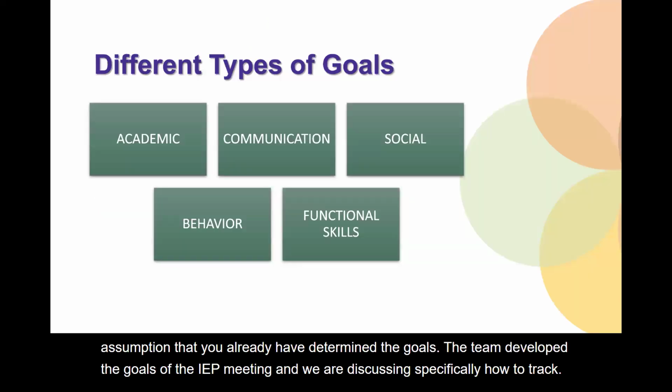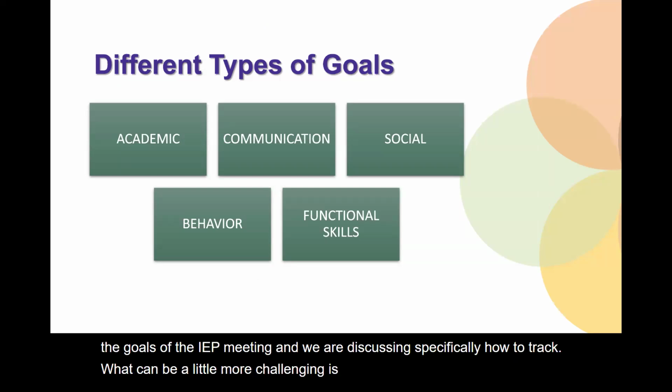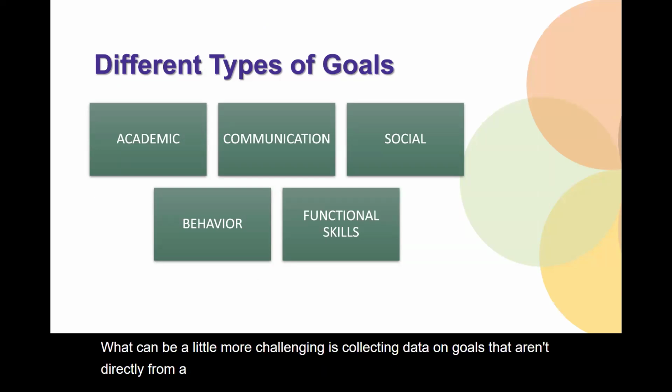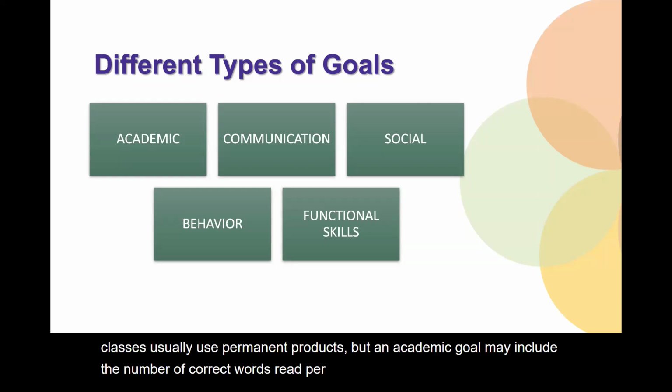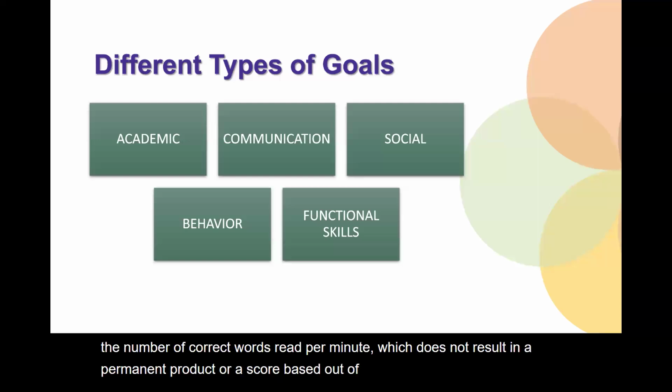What can be a little more challenging is collecting data on goals that aren't directly from a permanent product based on a total score of 100. Academic classes usually use permanent products, but an academic goal may include the number of correct words read per minute, which does not result in a permanent product or a score based out of a total of 100.